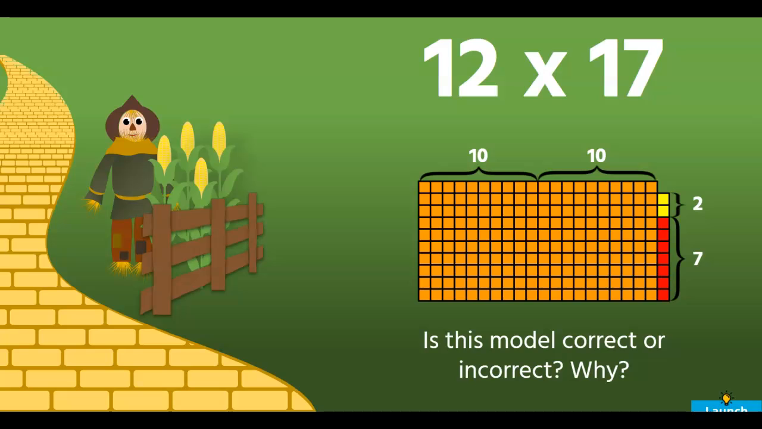So right here, you've got the same problem, 12 times 17. Is this model correct or incorrect? Why? So let's take a look at it. At the top, you've got 10, you've got 10, and you've got 2, and you've got 7. So let's pause for a second. If you answered for this one that it was incorrect, then that is the right answer. So this is incorrect. You can't use this. This does not appropriately model multiplication of 2-digit by 2-digit numbers using the area model. So it doesn't model it correctly.